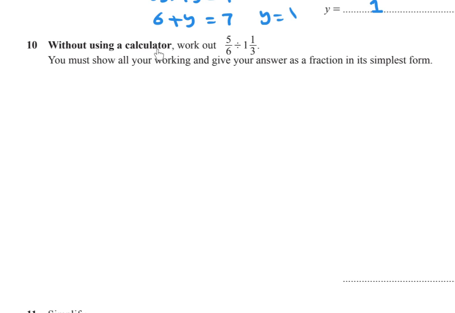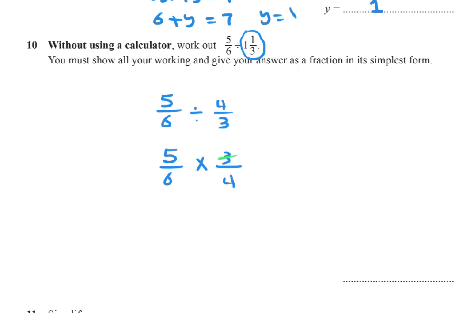Number 10, without using a calculator, work out 5 over 6 divide 1 and 1 over 3. You must show all your working and give your answer as a fraction in its simplest form. So 5 over 6 divide the mixed number. Convert the mixed number into a fraction: 1 multiplied by 3 equals 3, plus 1 equals 4, so 4 over 3. Then keep the first fraction, convert divide to multiply and find the reciprocal of the second fraction, so 3 over 4.